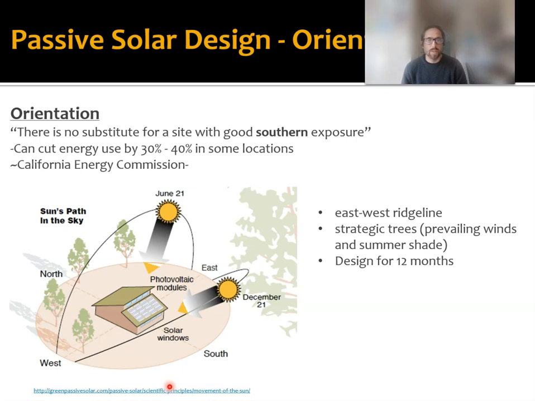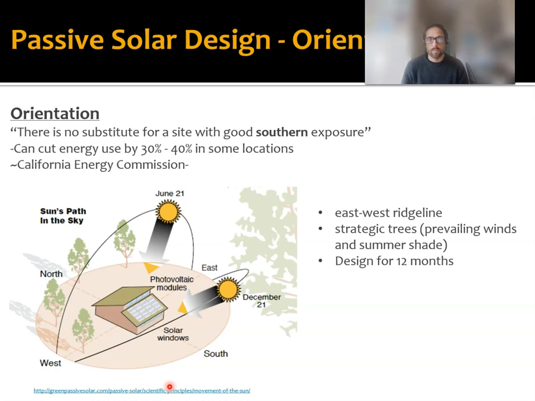So number one is orientation. Okay, so of course you want to jot this down. Orientation is just which compass direction the building is faced. So we'll keep it simple. We're in the northern hemisphere, so we'll just deal with the northern hemisphere. Just know that everything's flipped if you're down below the equator. So in the northern hemisphere, you want your building to face south.